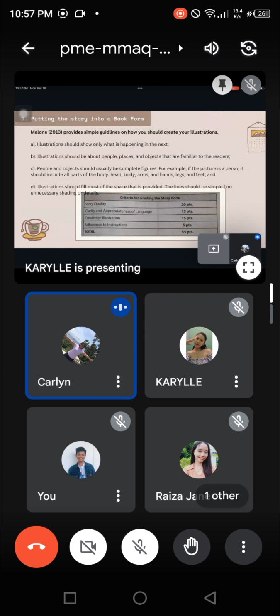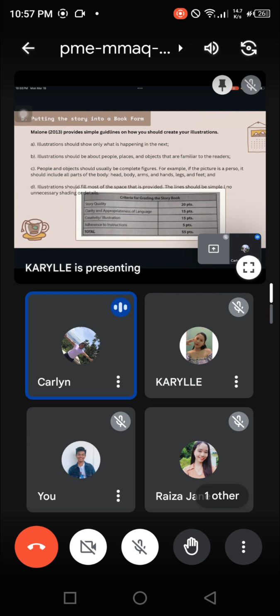And letter D, putting the story into a book form. So kanina, na-translate na natin ito sa mother tongue, which is ito example, Kapampangan. Dito naman po ay gagawa tayo ng story into a book form. Yung story, ilalagay natin ng paaklat. According to Malone, 2013, provides simple guidelines on how you should create your illustration.